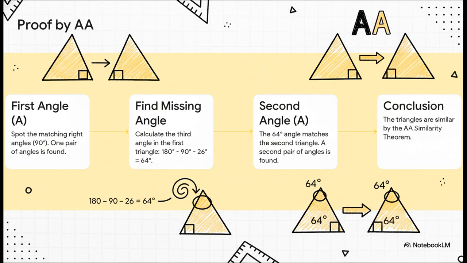Now for the second. We know that all the angles in a triangle have to add up to 180 degrees. So in that first one, we take 180, subtract the 90, subtract the 26, and we get 64 degrees. And what do you know? The second triangle has a 64-degree angle right there. That's our second A. We've found two matches, so yep, these are definitely similar.